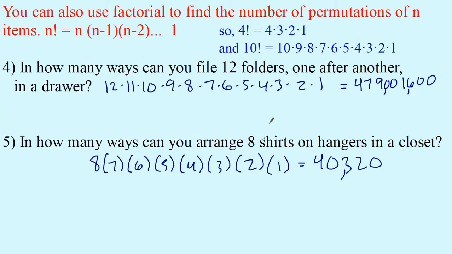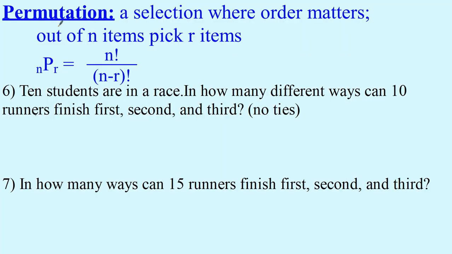This is also great if we're using all the hangers, but what if I only have 4 shirts to hang? Well, how many different hangers can I pick, right? That gets a little trickier. Then we're going to use a formula. So this is a selection where order matters, and out of n items, we pick r items. Sorry, I said that backwards.